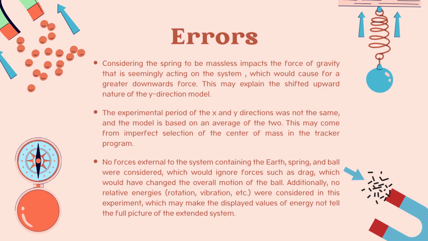There were many errors possibly present in this lab. Considering that the spring was massless impacts the force of gravity that seemingly acts on the system, which could cause a greater downward force. This may explain the shifted upward nature of the y direction model. Additionally, the experimental period of the x and y directions was not the same, and the model is based on an average of the two. This may have come from an imperfect selection of the center of mass in the tracker program.